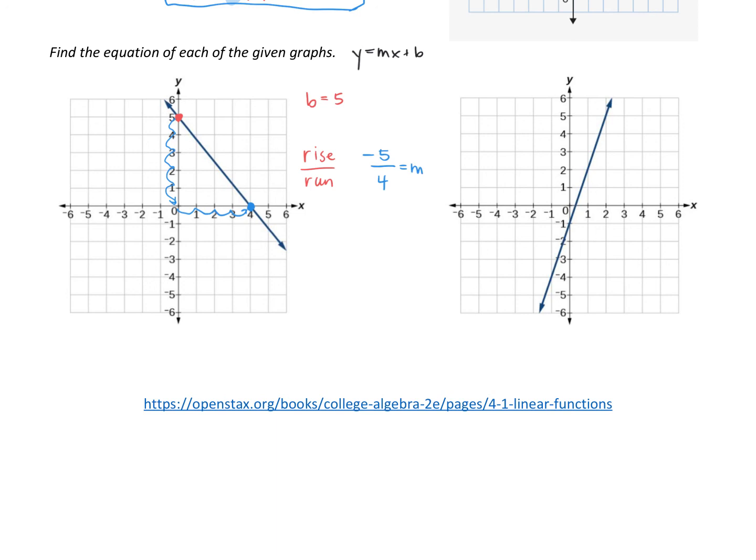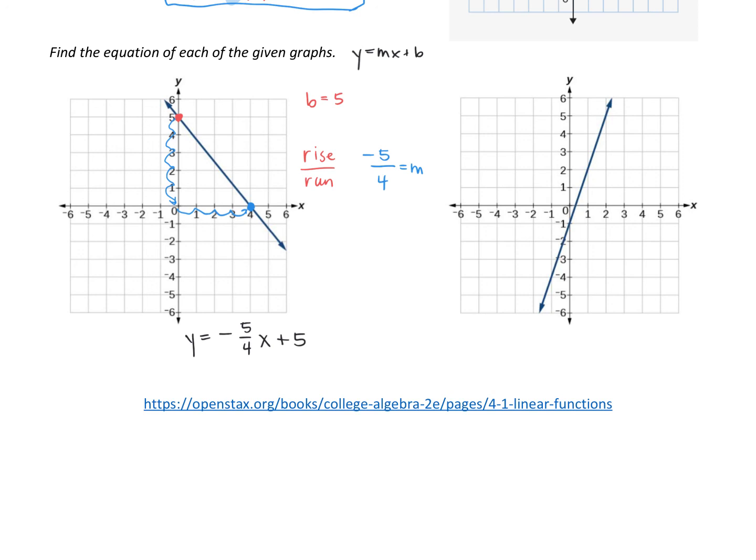Once I have my slope and my b, my m and my b, I can write the equation of the line. So the equation of the line is y equals -5/4 x plus 5. Okay, so you're just finding where it crosses the y-axis, and then you're finding 2 points to count to find your slope.